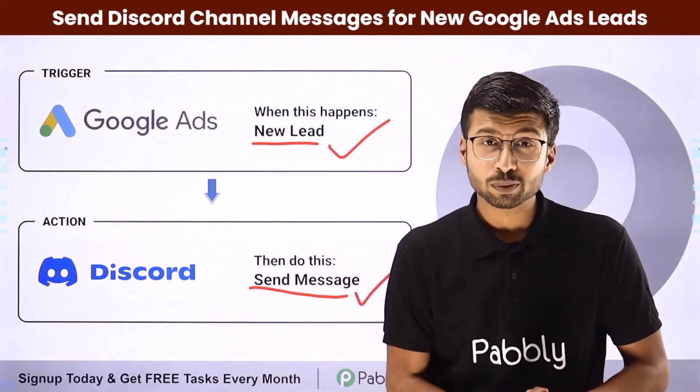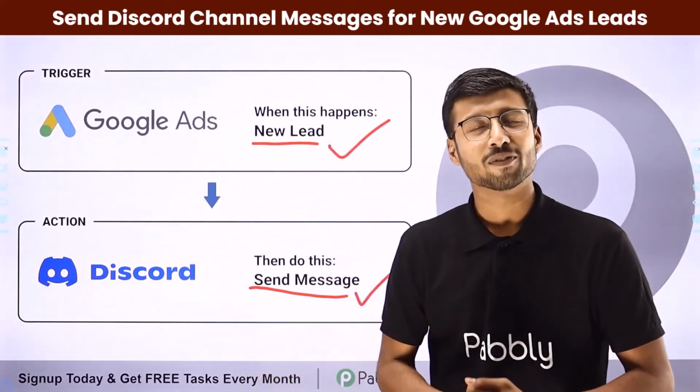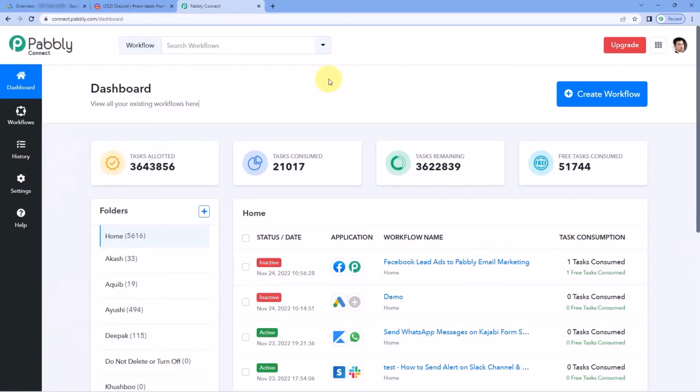Now how you can set up this automation? To know this, you have to come with me to my screen. So as you can see, here we are on Pabbly Connect's dashboard. Now to reach this dashboard, you will get a free sign-up link of Pabbly Connect in the description box below. By clicking on that link, you can create your free Pabbly Connect account in just 2 minutes.